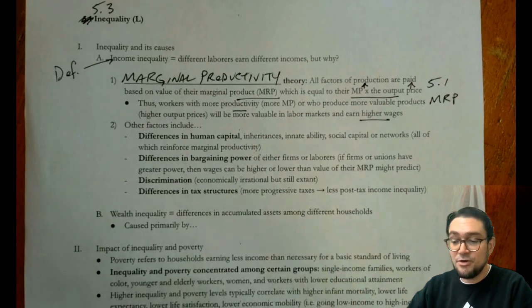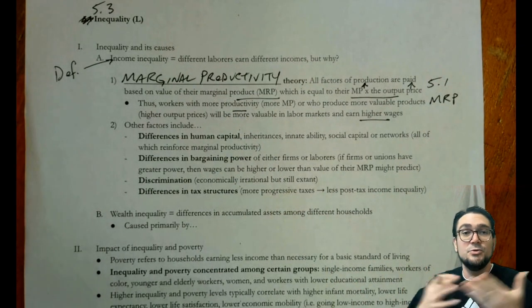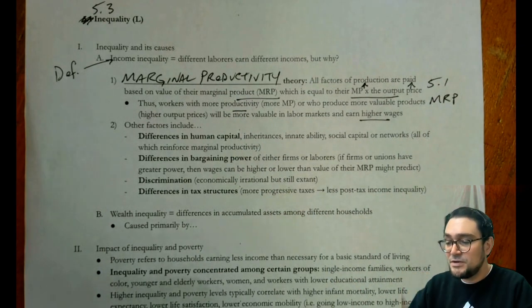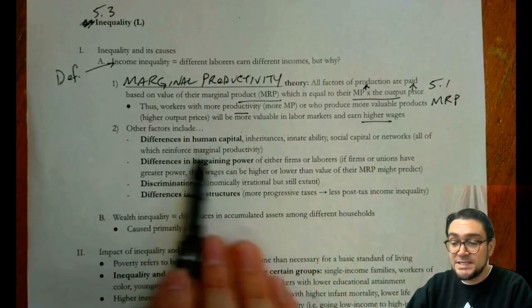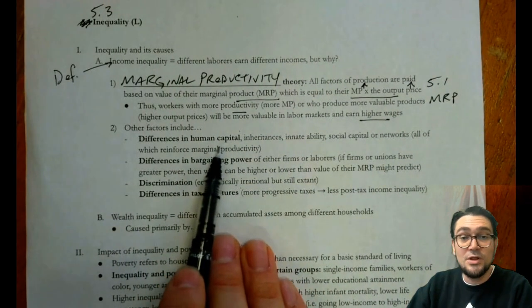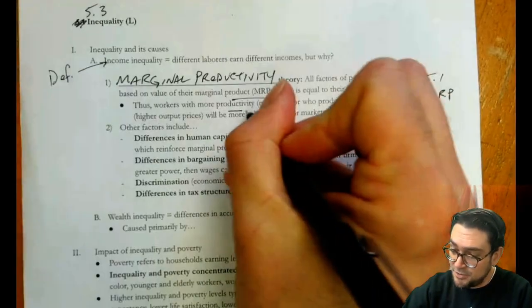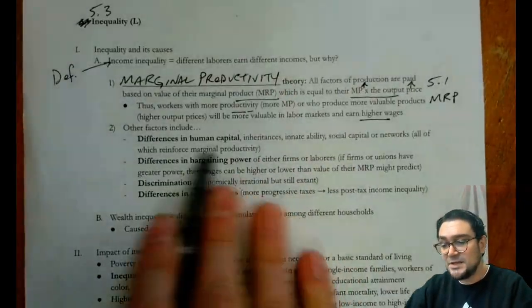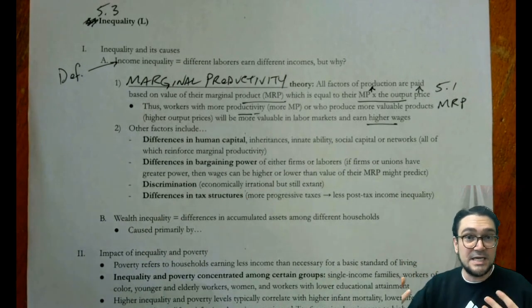Or maybe they inherited a lot of money and that allowed them to have higher education, which then made them more productive. All of those things, right, innate ability, or maybe the networks, or maybe the inheritance, or just the fact that you went to a really good school, all of those things just reinforce marginal productivity theory because they affect your productivity. And so we'd say that a lot of this, differences in human capital, the differences in innate ability, you might say, right?